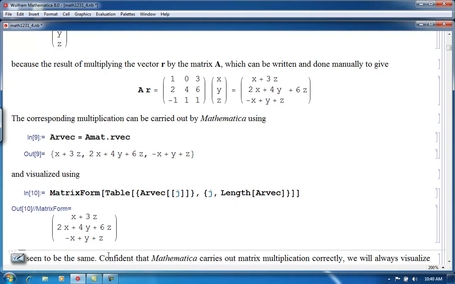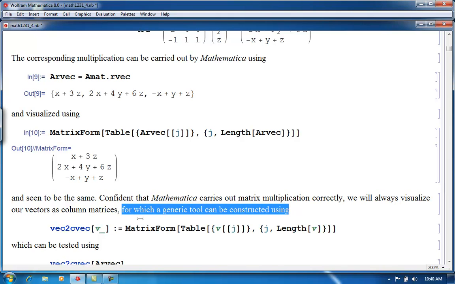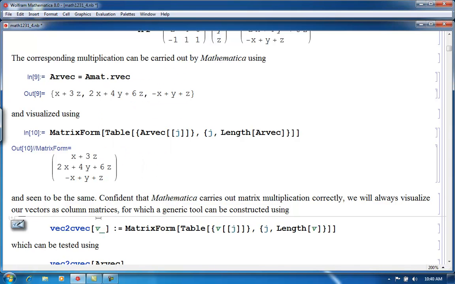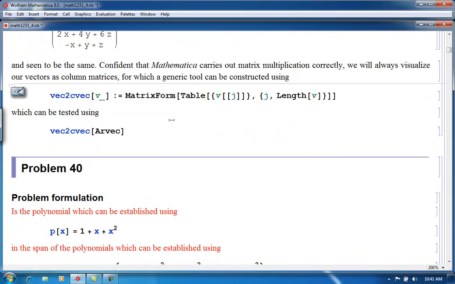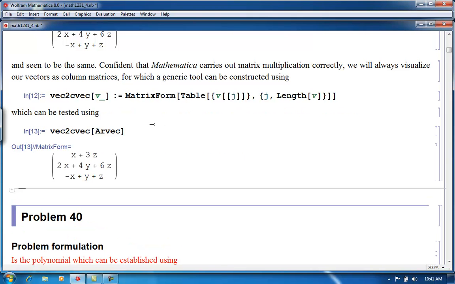So confident that Mathematica carries out matrix multiplication correctly, we will always visualize our vectors as column matrices, and we'll need a generic tool for that. So we construct this function here, v2cvec, whose argument is some vector, and it's precisely this form here. So we can test that little tool using this. Well, first of all, we've got to establish it. So let's do that, and then when we do that, it gives the right answer.